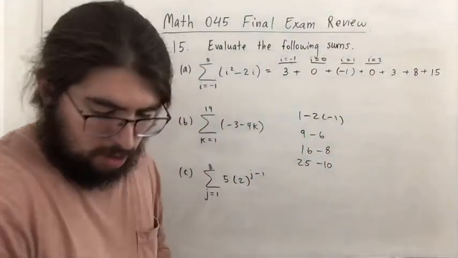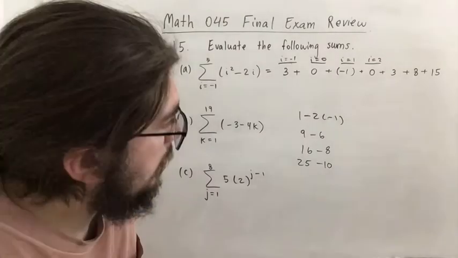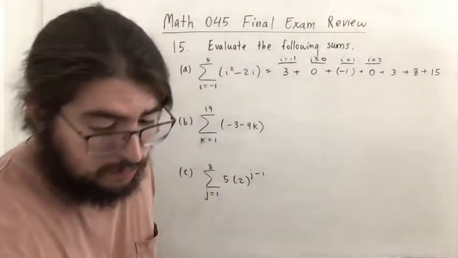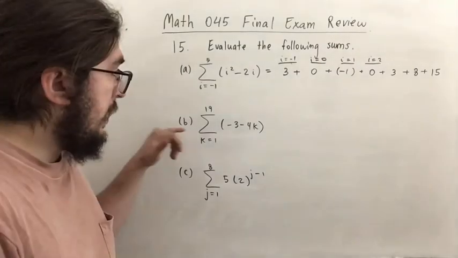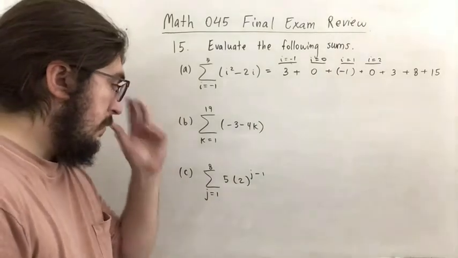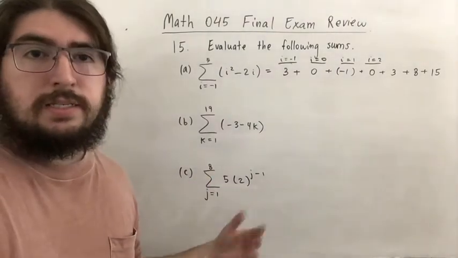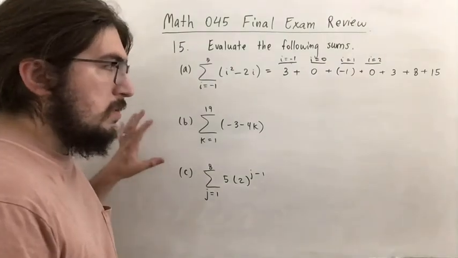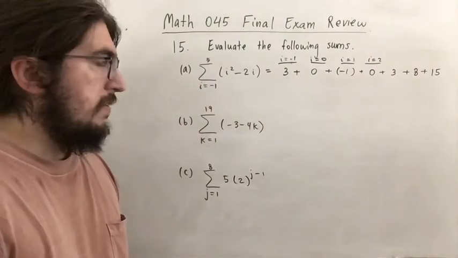Great. So all I'm going to do here is just add all of these terms. And again, you can do B and C this way. Plug k equals 1 through 19, get all those 19 terms, add them together. Plug in j equals 1 through 8 to these, add all those terms, and then you get the result for those. But again, I want to do these ones a little differently. But here, I'm just kind of showing that.